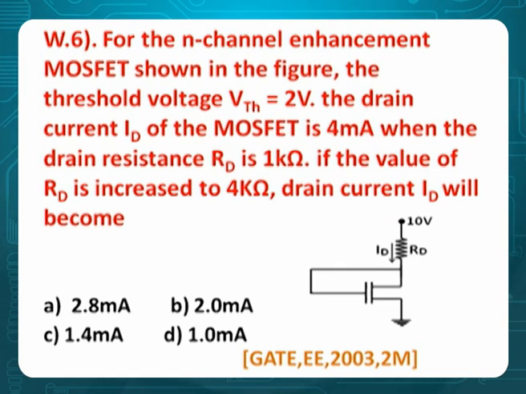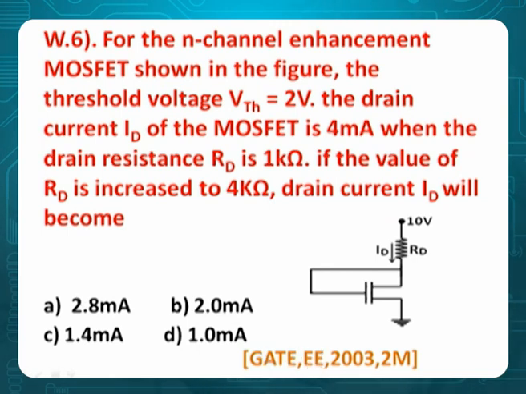Problem number 6. For the N-channel enhancement MOSFET in the figure, the threshold voltage is equal to 2 volts. The drain current ID of the MOSFET is 4 milliamperes when the drain resistance is 1 kilo-ohm. If the value of RD is increased to 4 kilo-ohms, the drain current ID will become what? You can see the options are given to you.